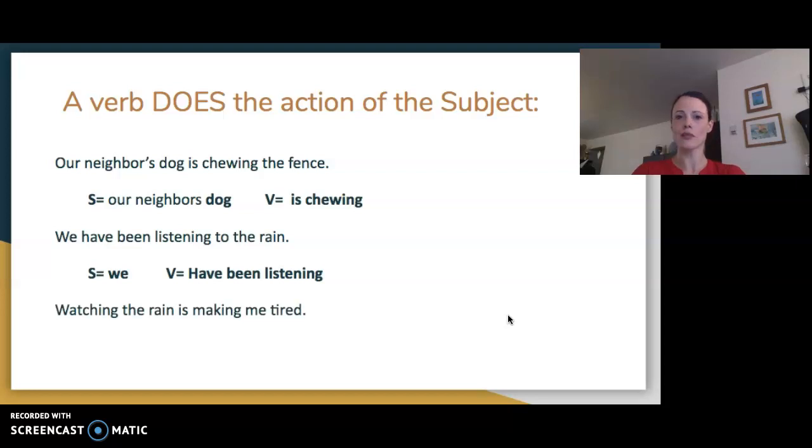Again, what's our subject? What's our verb? So here the subject is watching. That's our main subject, but the full subject is watching the rain. And the verb is making. So watching the rain is making.